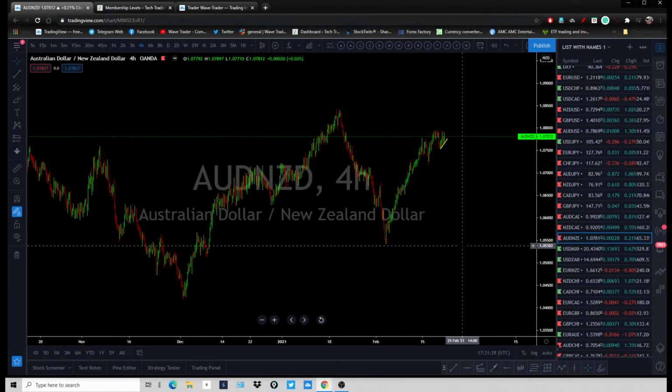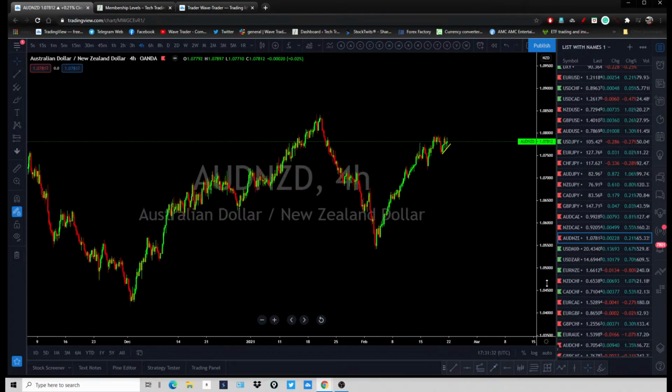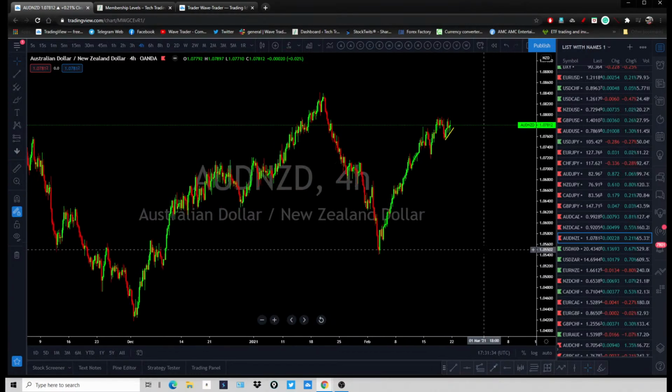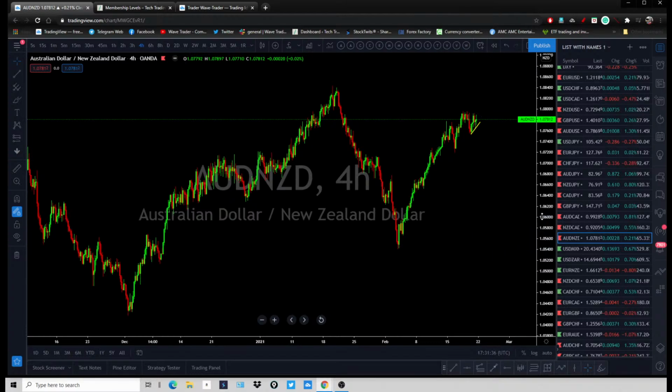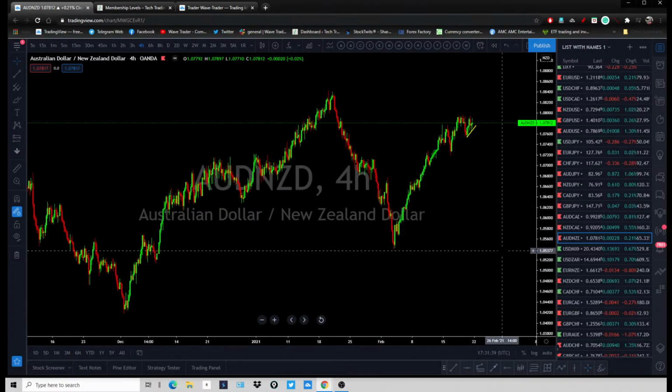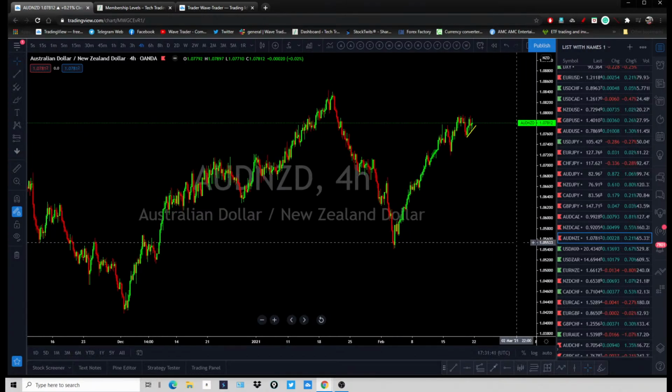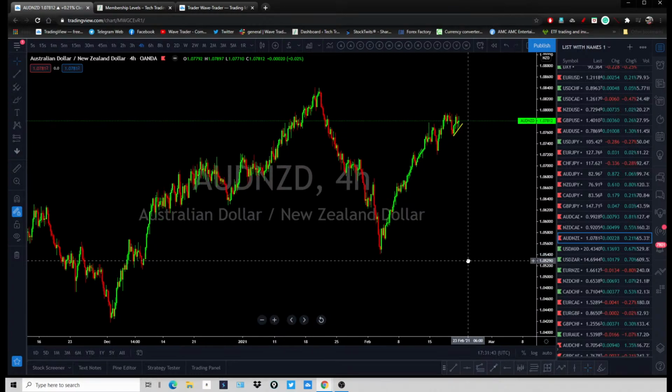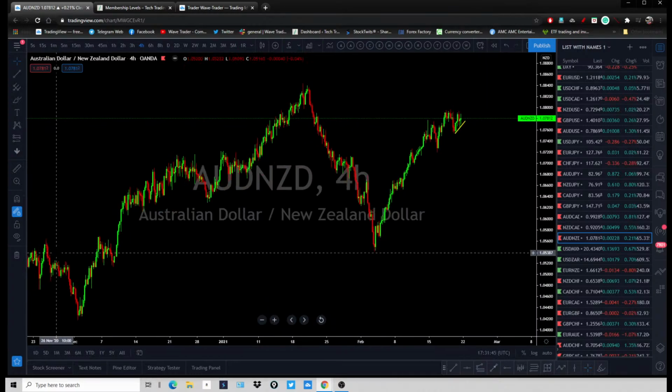So you need to understand the broader market, not just one pair, guys. If you just stick to one pair and ignore the rest of the market, you may end up at a bad spot. I mean, you can get into the market at a bad price. So why is the Australian dollar getting strong? Because commodities are getting strong. Why is the New Zealand dollar not getting strong against the Australian dollar?